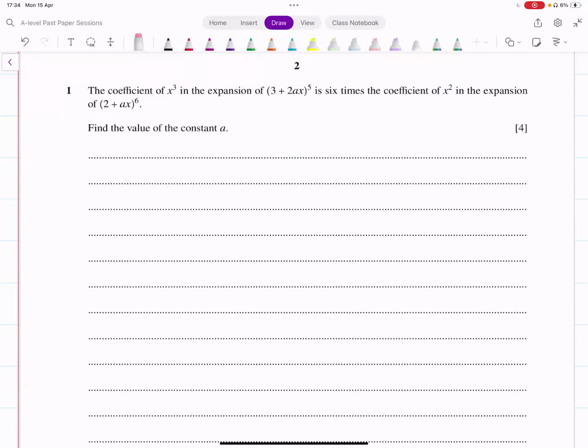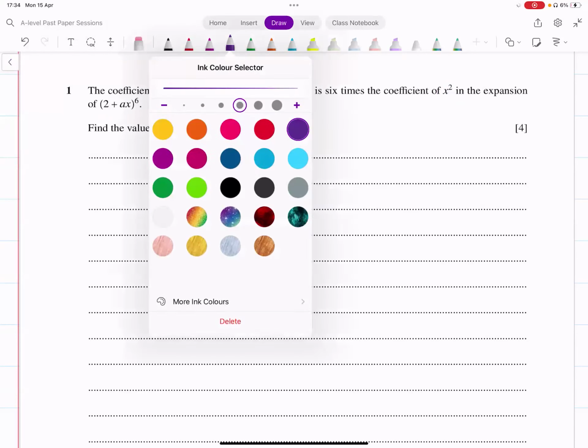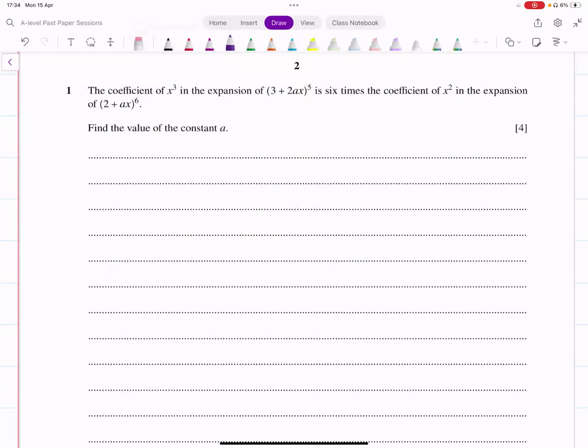Now, this is one way of doing this. One way of doing this is that you just expand both of them. So let's start with the first one, this one. (3 plus 2ax) whole raised to power 5. Let's start with the expansion of this. Remember the term that we're looking for in this expansion? That's the x cubed term, right? This is the term that we want from this expansion.